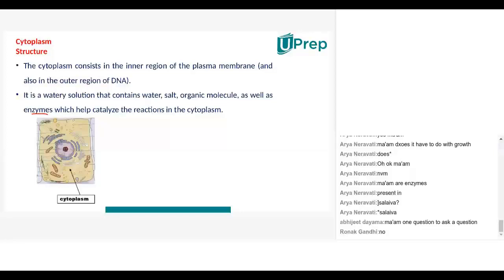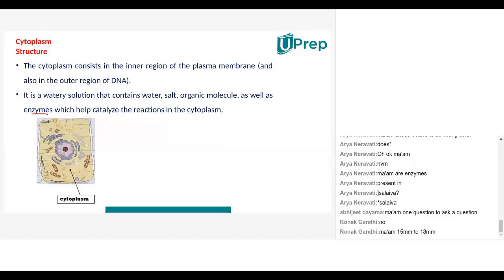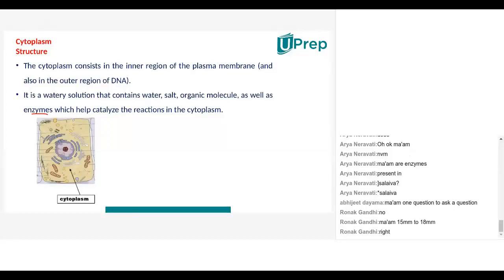Okay. Now here, what is the... Ma'am, one question. Yes. Why is the elephant's cell larger than a rat's? Are the cells in an elephant larger than the cells in a rat? No, that will not happen.